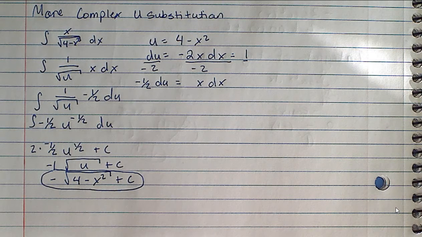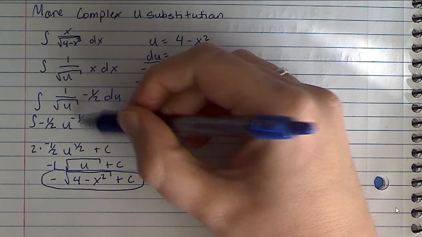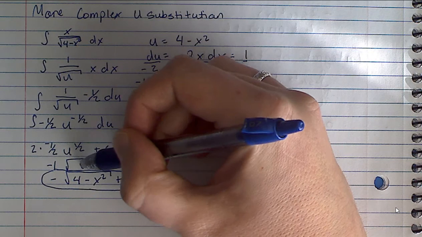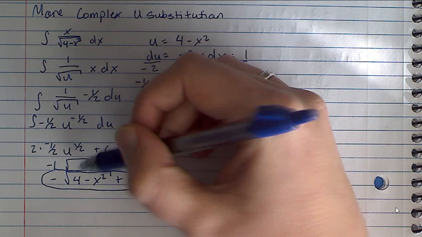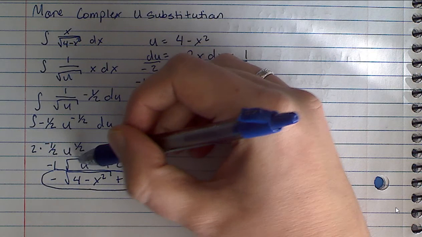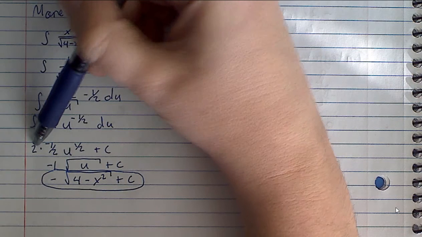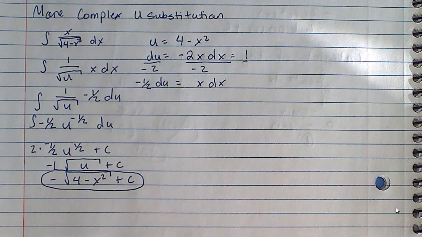Is it when you're taking u to the negative 1/2 to u to 1/2, that's when you multiply by 2? Yes, because you would raise the power by 1 and then divide by your new power. Right, okay. And when you're dividing by your new power, I would be dividing by 1/2, but dividing by 1/2 is the same thing as multiplying by 2. Okay, that's where the 2 came from. That makes sense. I don't have my notes to be like, oh, that's where you get that.